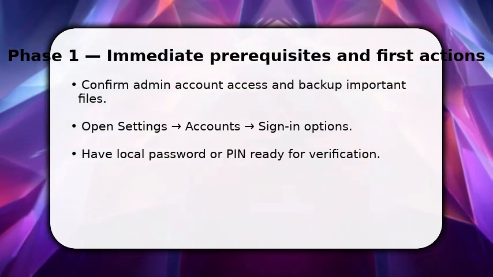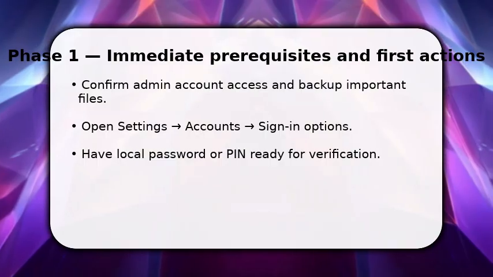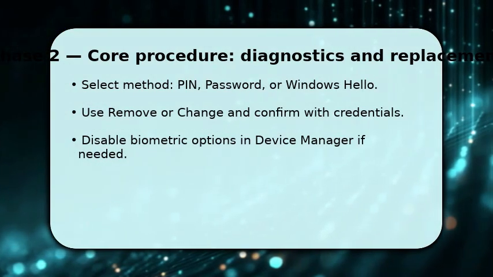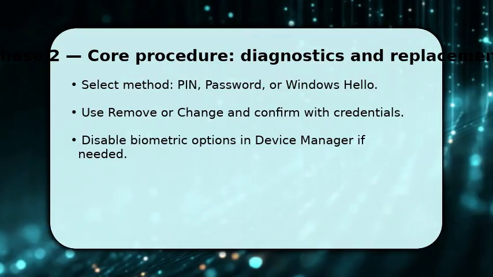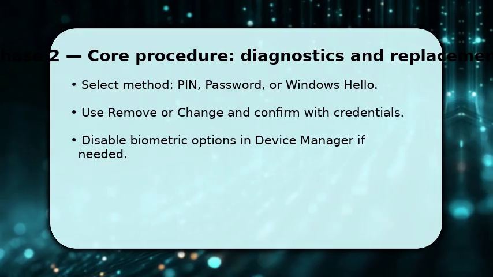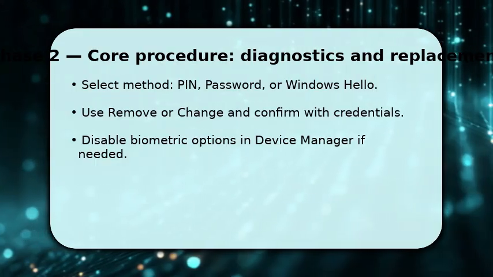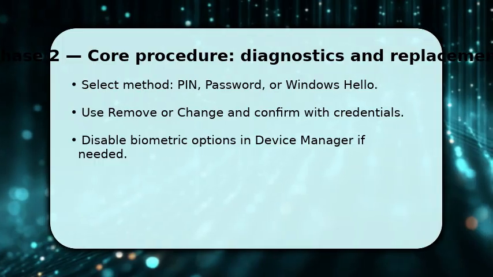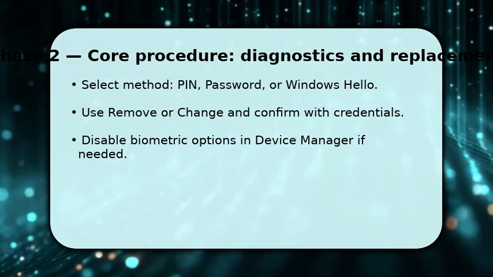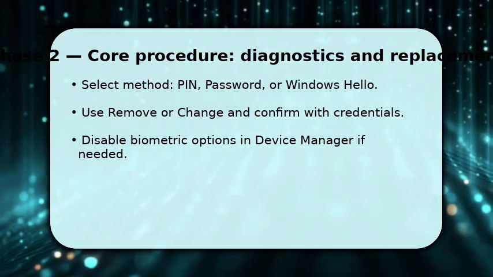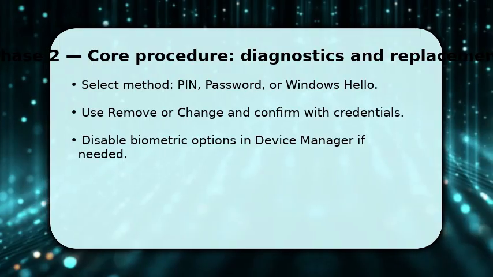You now perform the removal. Choose the sign-in option shown and click Remove or Change. When prompted, enter your password or PIN to authenticate because Windows prevents unauthorized changes. For PIN, click Remove and Confirm. For Windows Hello, remove fingerprints or face data. If biometric hardware persists, open Device Manager and disable the corresponding sensor. Make sure drivers are updated, since old drivers can recreate enrollment entries.